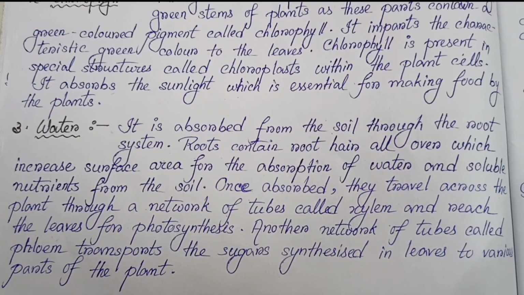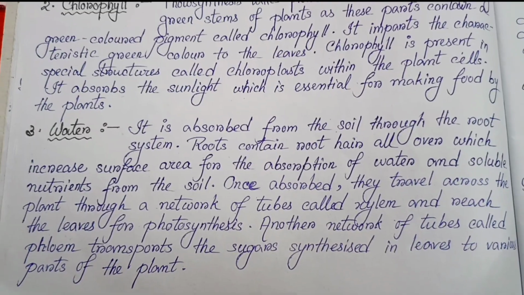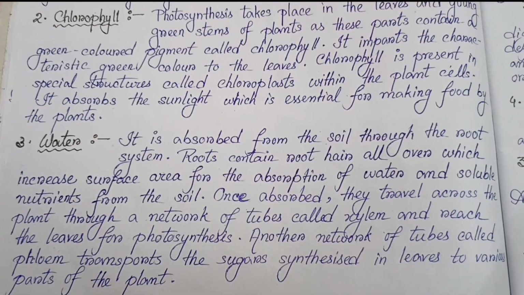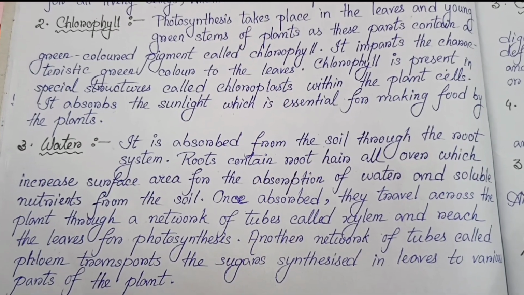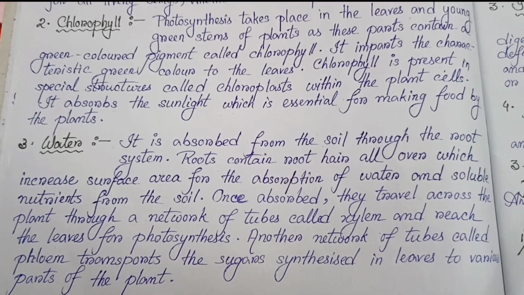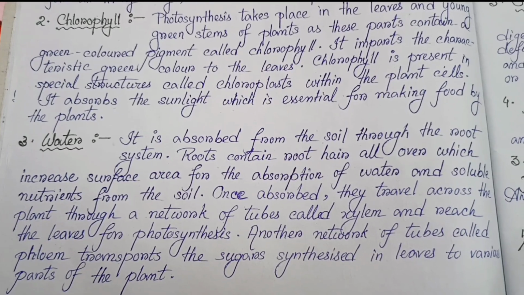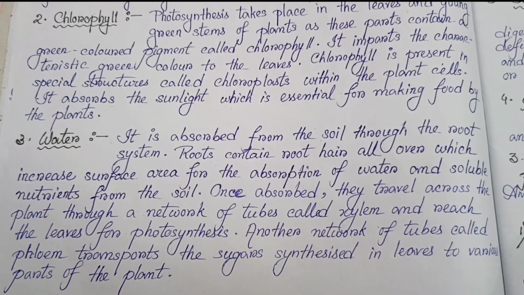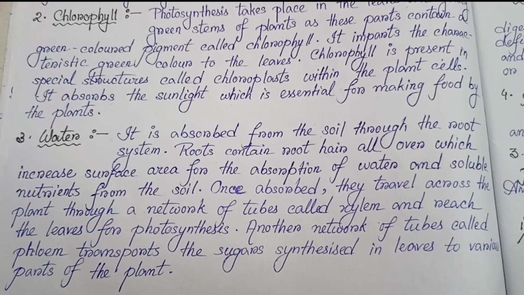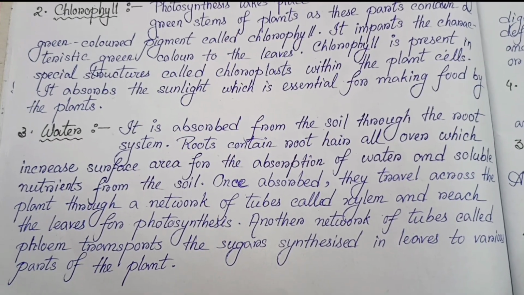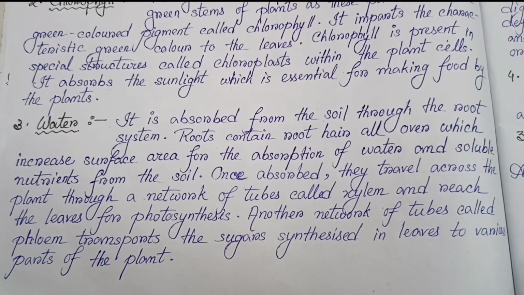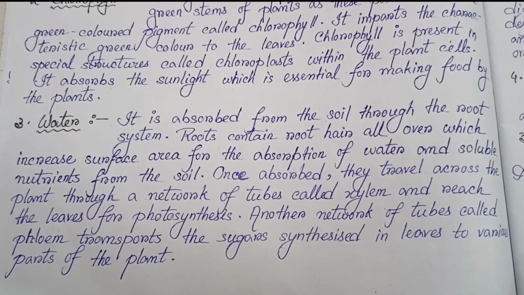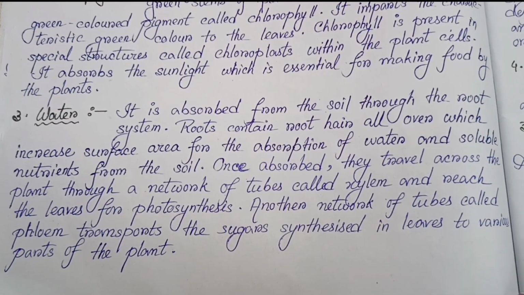It is absorbed from the soil through the root system. Roots contain root hairs all over, which increase surface area for the absorption of water and soluble nutrients from the soil. Once absorbed, they travel across the plant through a network of tubes called xylem and reach the leaves for photosynthesis. Another network of tubes called phloem transports the sugars synthesized in leaves to various parts of the plant.